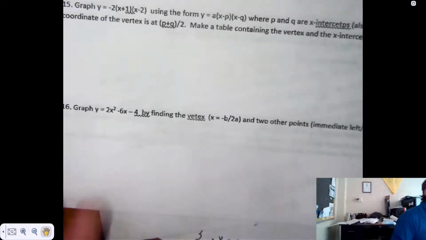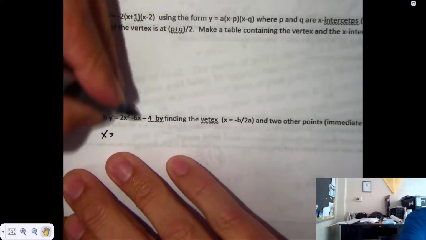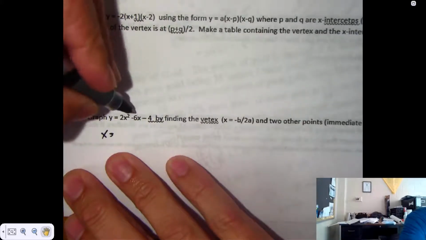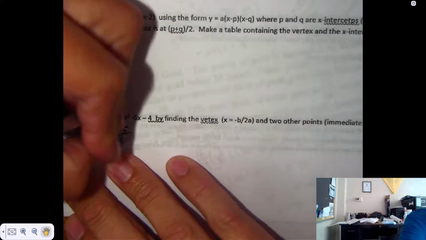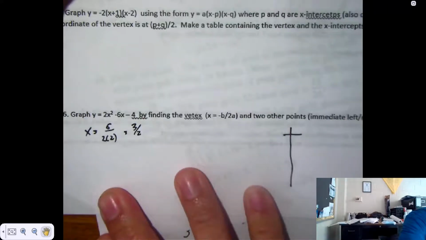We're asked to graph 2x squared minus 6x minus 4 by finding the vertex and two other points immediately to the left or right. So I guess we'll find the vertex. It's x equals opposite b. So what's opposite b? 6 over twice an a, twice a 2. So that's 6 over 4, which is 3/2. And if you're not making tables, perhaps you should.